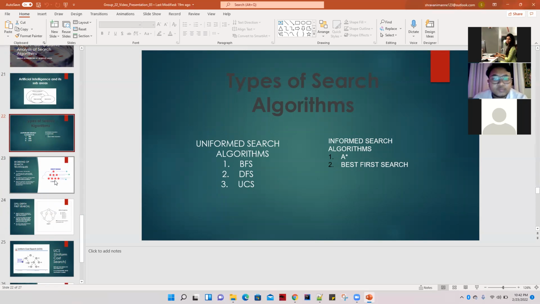Similarly, some search algorithms contain an array of knowledge, such as how far we are from the goal, the path cost, how to reach the goal node, etc. This knowledge helps the agent to explore less of the search space and find the goal node more efficiently. It uses a heuristic function to estimate how close a given state is to the goal state to solve the problem.